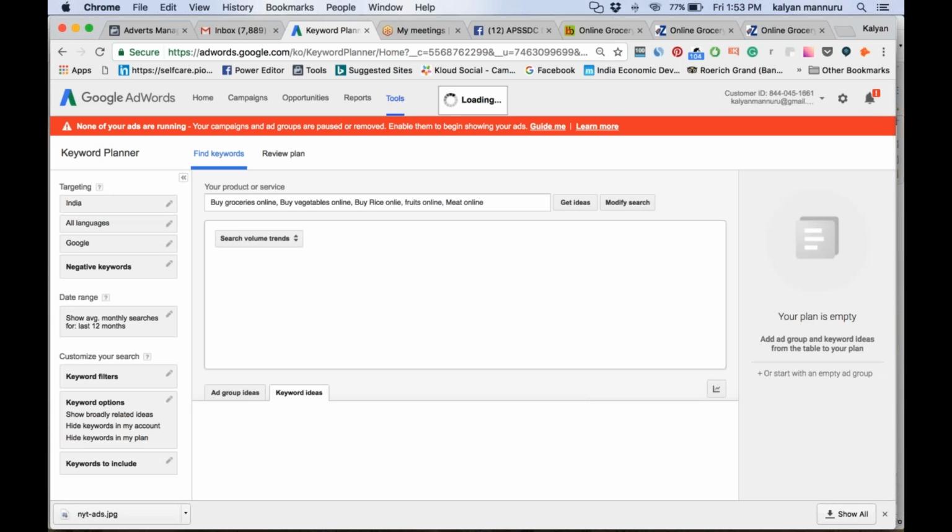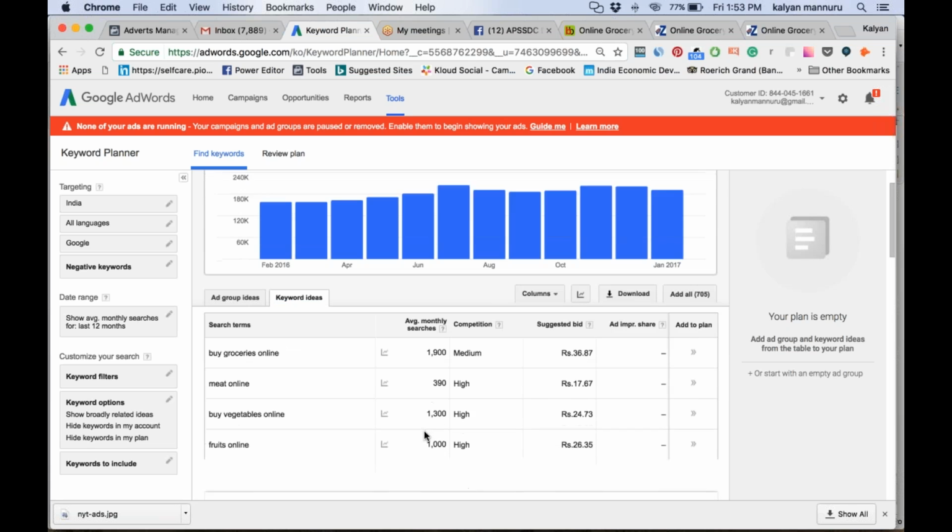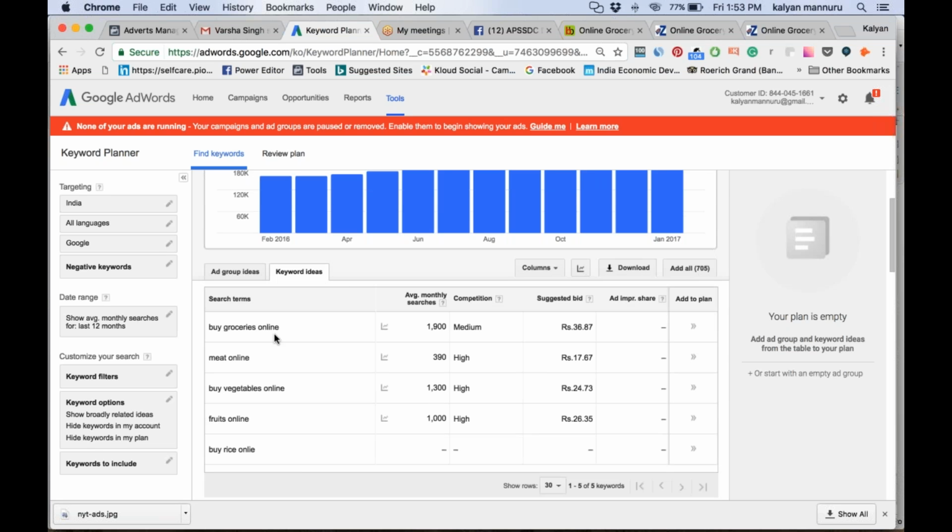So I'm getting ideas, that is getting more suggestions from Google AdWords Planner. So these are the keywords that I entered. It is telling me buy groceries online has 1900 monthly searches, meat online has 390, vegetables online has 1300, fruits has 1000. However, buy rice online has nothing. I mean, these are the keywords that I guessed.